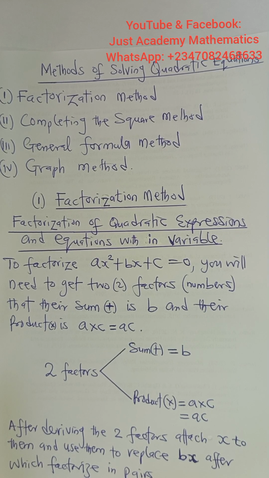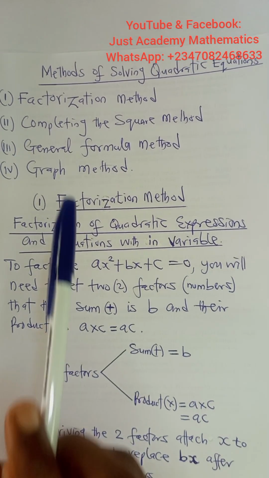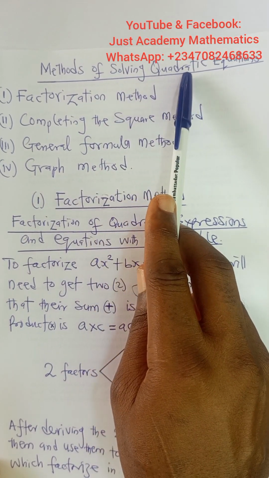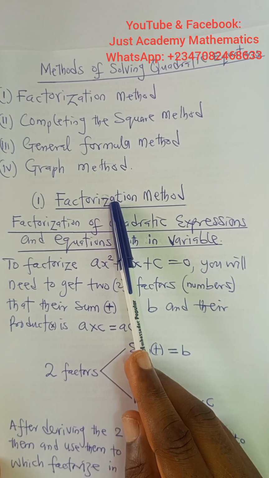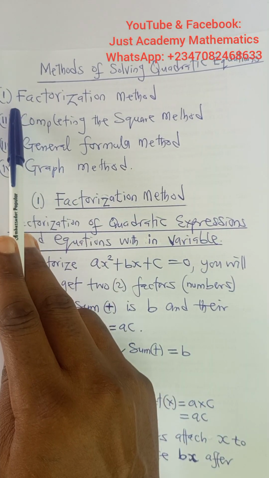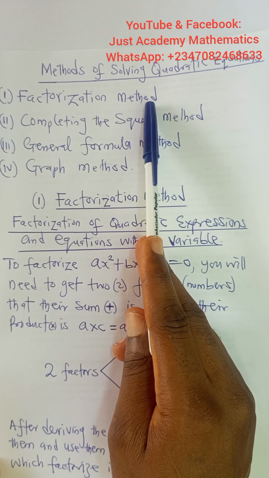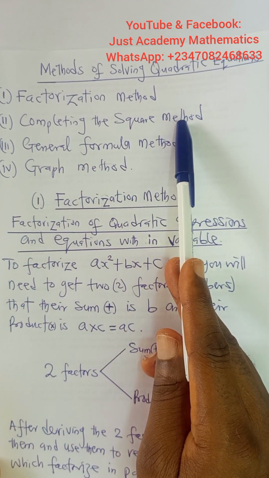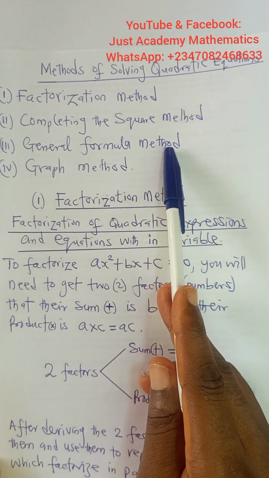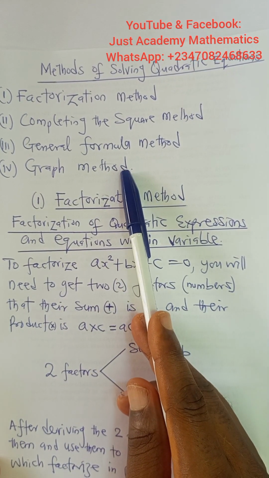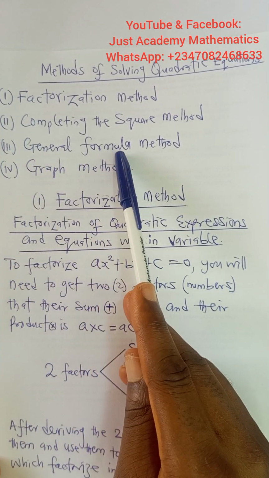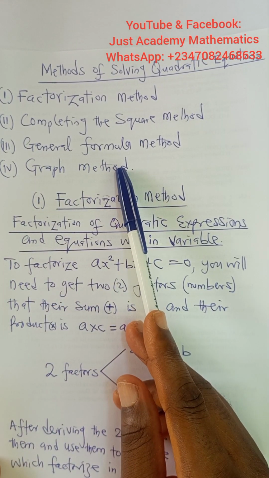Today we are going to be starting off methods of solving quadratic equation. I've done a little write-up to give a background to it. There are four methods basically of solving quadratic equation. These include factorization method, completing the square method, general formula method, and the graph method. In the course of this class, I'm going to be treating these three. Later, I'm going to be treating graph method.